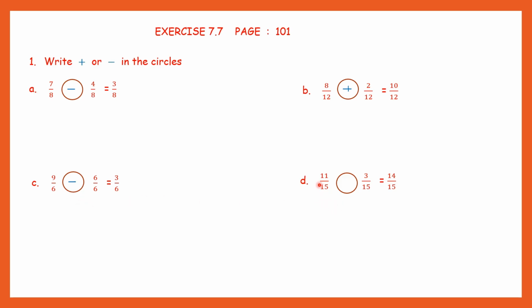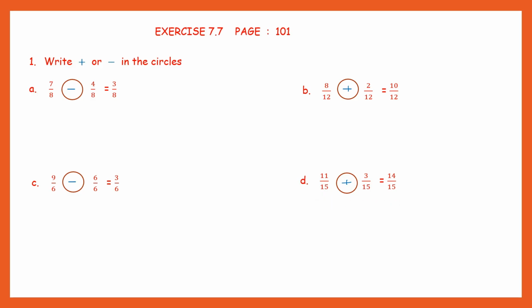Question D. 11 by 15 plus or minus 3 by 15 equals 14 by 15. The numerator is 11. Here it is 3. Here it is 14. It has become more, isn't it? So when it has become more, that means this operation is addition. So let's write that. So this is addition. And let's read the question again. 11 by 15 plus 3 by 15 equals 14 by 15 because 11 plus 3 is 14 and the denominator is 15.